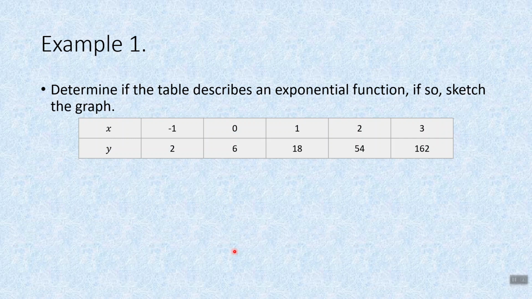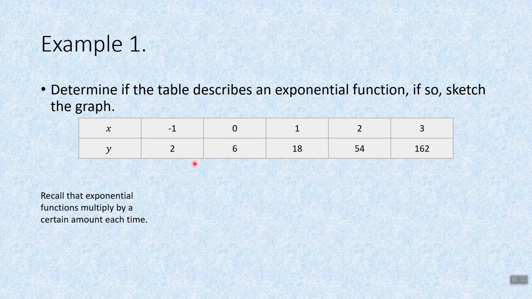We want to determine if the table describes an exponential function, and if so, we're going to sketch the graph. So here we have our x values, -1, 0, 1, 2, 3. We call this numerical, right? It's in a table. My y values are 2, 6, 18, 54, and 162. The first thing I look at is my x values are going up by a consistent amount each time. Awesome. X values going up consistently.